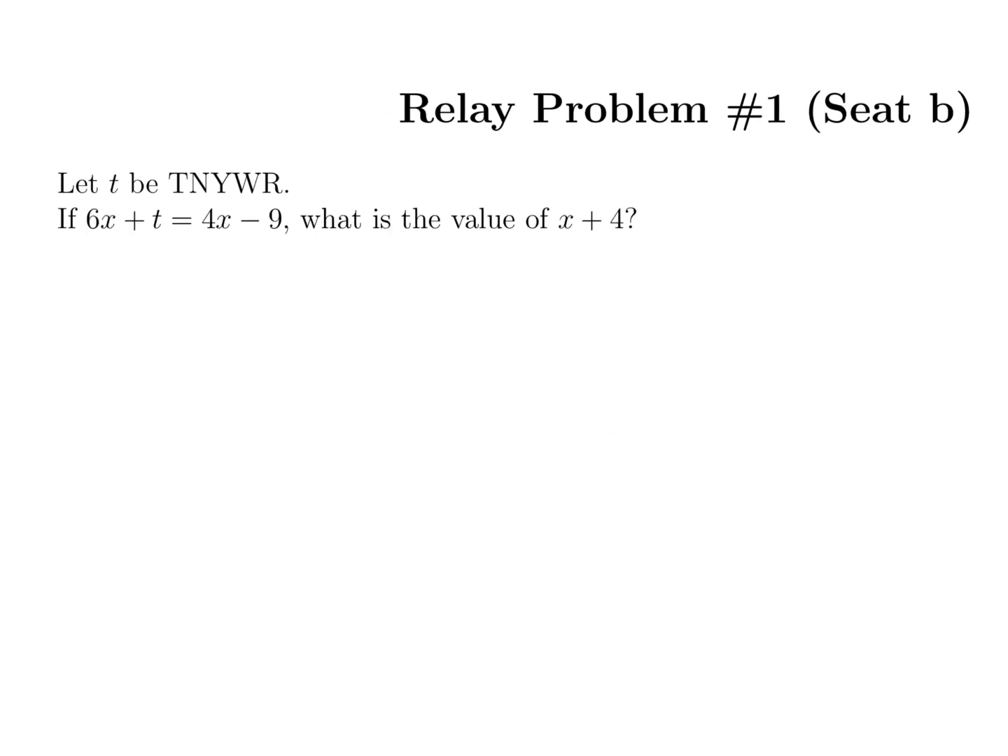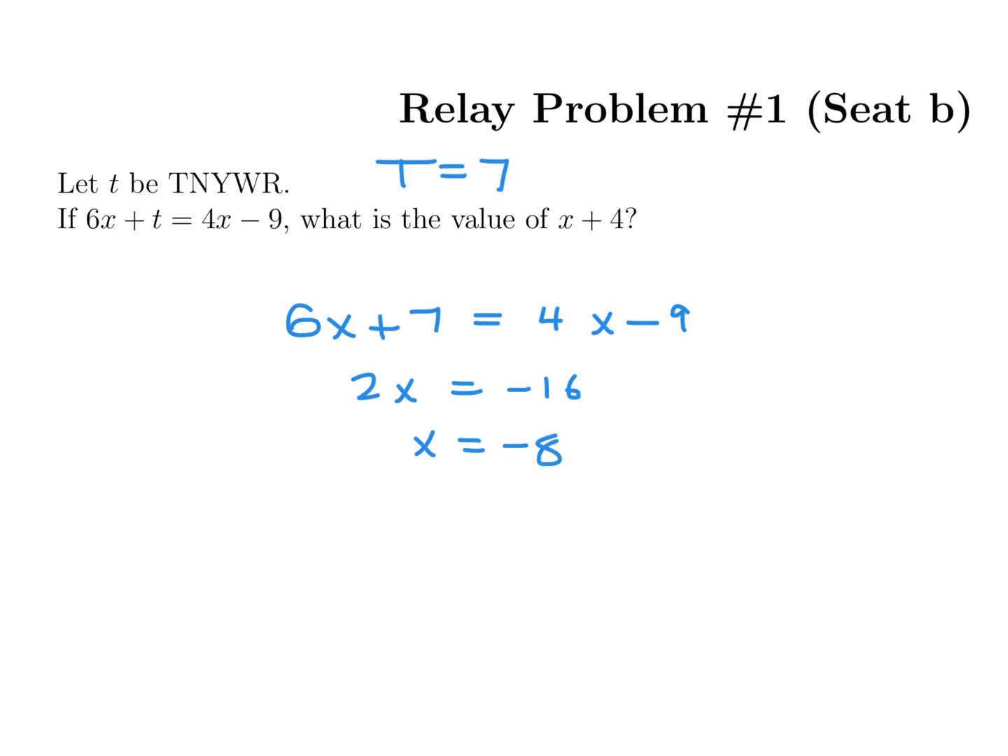Let t be the answer to the previous question, so that's 7. 6x plus t is equal to 4x minus 9. What is the value of x plus 4? Okay, so 6x plus t, well, t is 7, and then 4x minus 9. I think it's pretty straightforward here. So 2x would be minus 16. So x would be minus 8. And therefore this is minus 8 plus 4, which is negative 4.